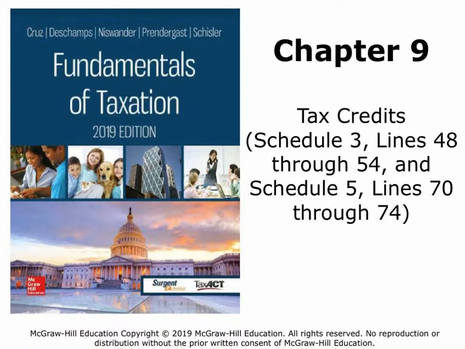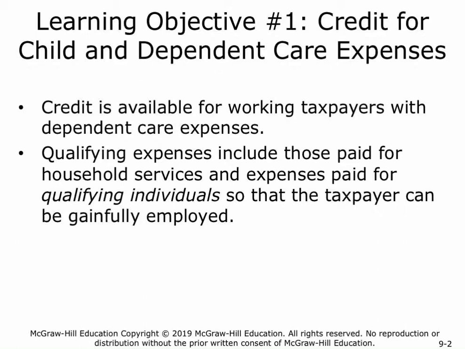In Chapter 9, we're going to be looking at tax credits. Learning Objective 1, Credit for Child and Dependent Care Expenses. This credit is aimed at incentivizing single taxpayers with dependents, but more applicably, both spouses as joint taxpayers with dependents, to work and provide income for the household. It does this by providing the credit for household expenses incurred to help make that happen.